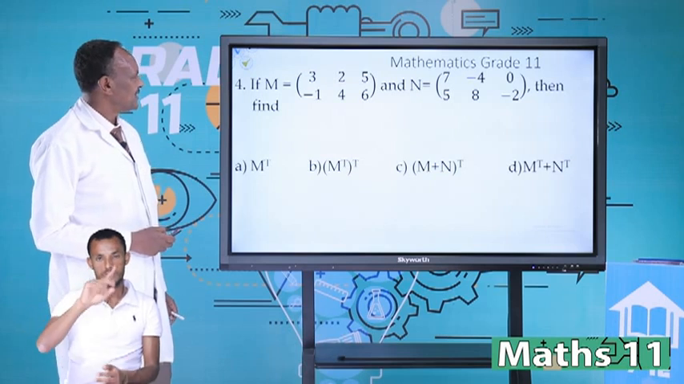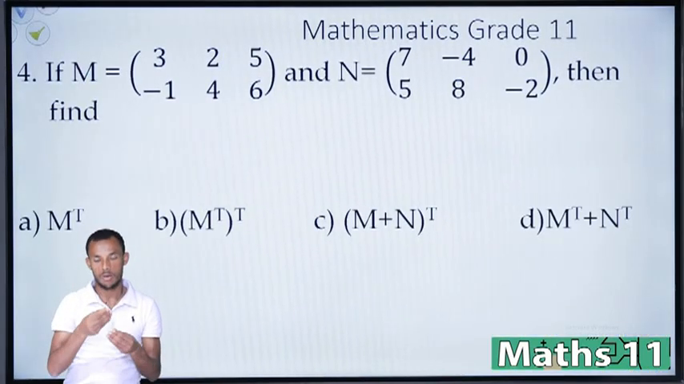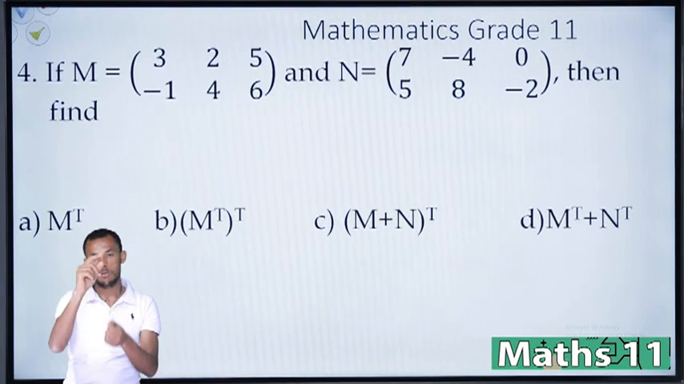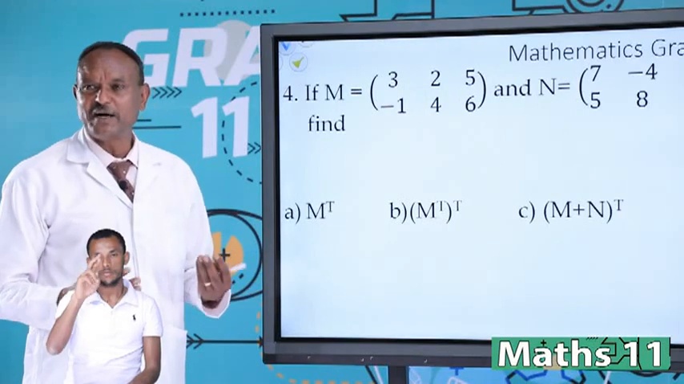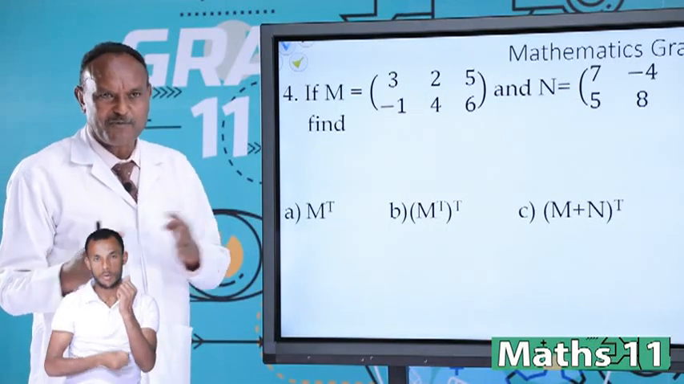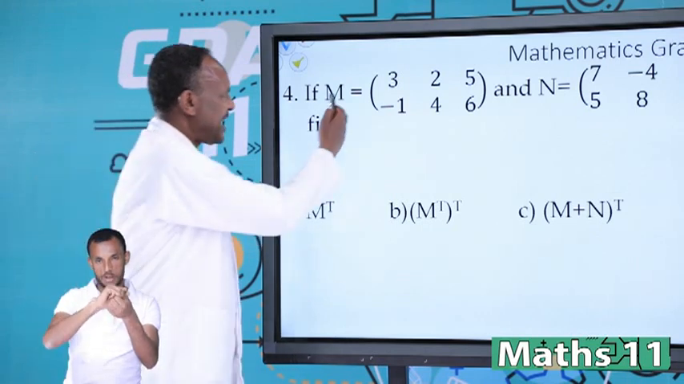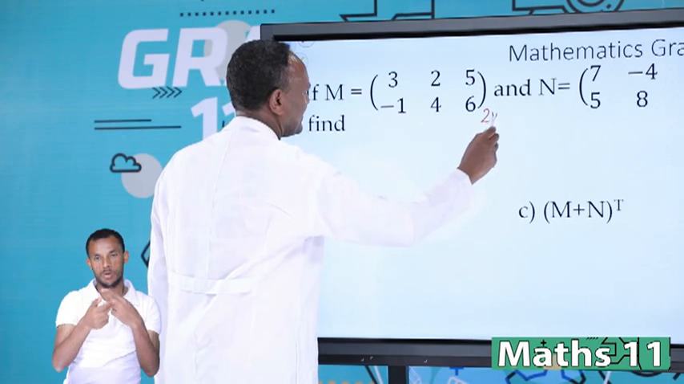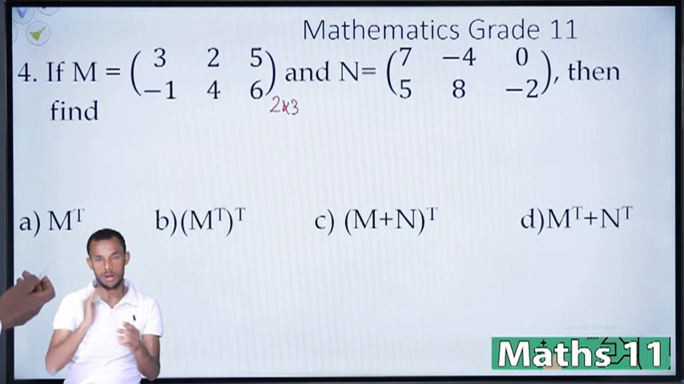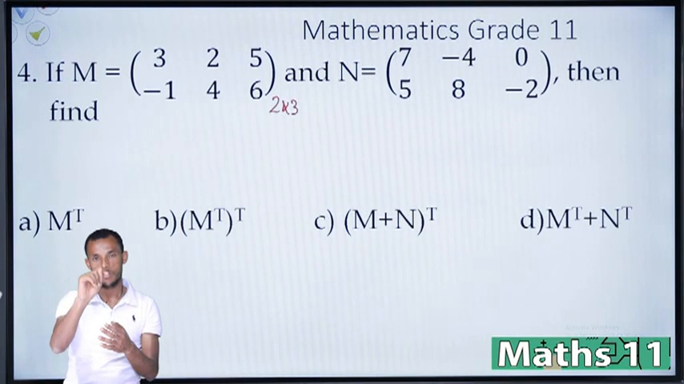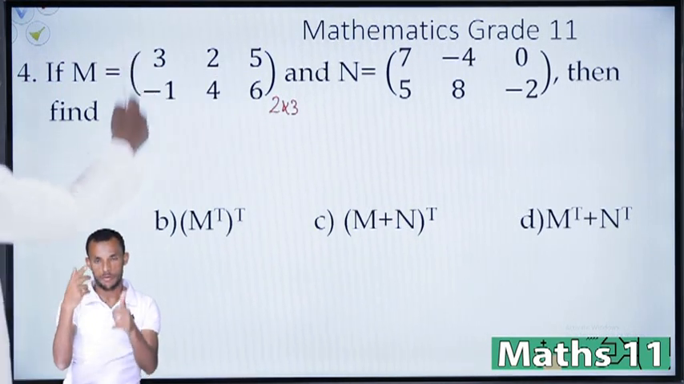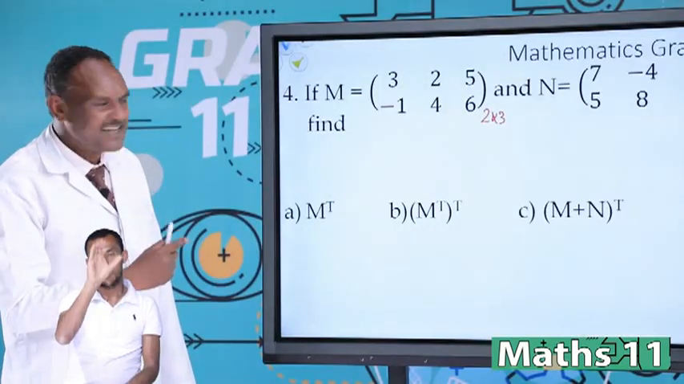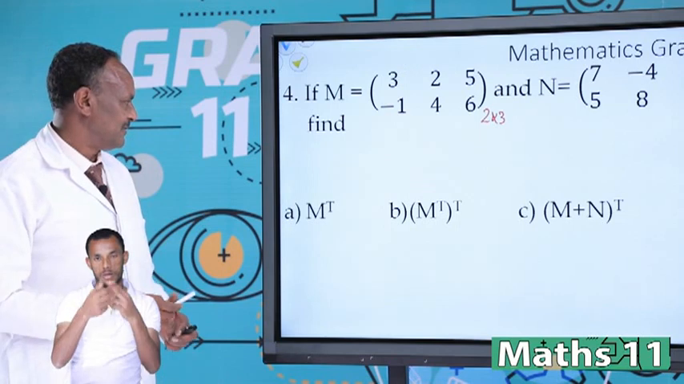The fourth question, what you see: you are given matrix M and matrix N. Then find the transpose of M. Transpose is a new matrix formed by interchanging rows by columns, columns by rows. So M is a 2 by 3 matrix. When I take its transpose, I will get a new matrix. First row will be first column. Second row will be second column. So you will have a size 3 by 2.